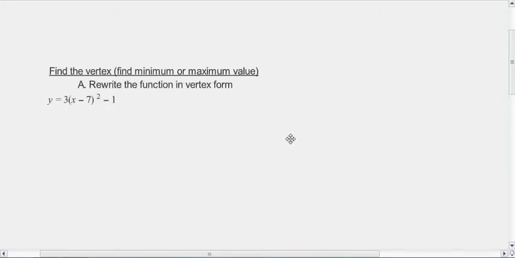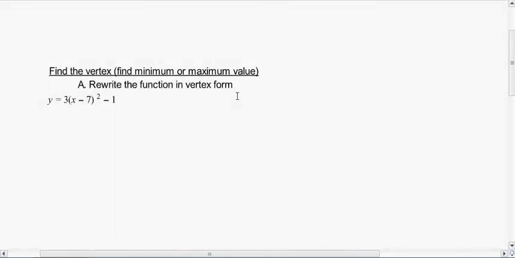This video describes two ways to find the vertex or find the minimum or maximum value. All of those are the same thing. You may see any one of those instructions in a problem. The first way to find the vertex is to rewrite the function in vertex form, and it may already be in vertex form, in which case you're golden.